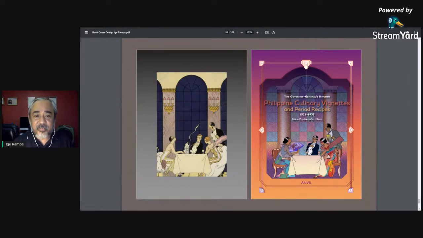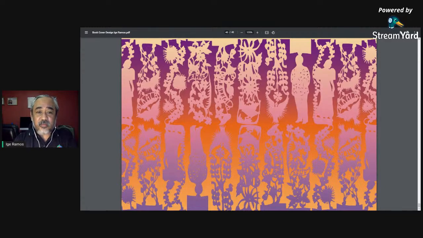So there. Next slide, please. So this is the last slide, and it actually reflects the cover of the book. And I use this particular image as the end paper for the hardbound edition. If you don't know what this is, it's basically a pastillas wrapper, a paper cutout, a traditional Filipino cutout. I scanned them, retraced them, and then recolored them on Illustrator and exported to Photoshop and InDesign.